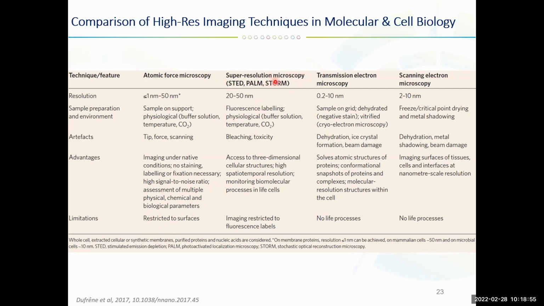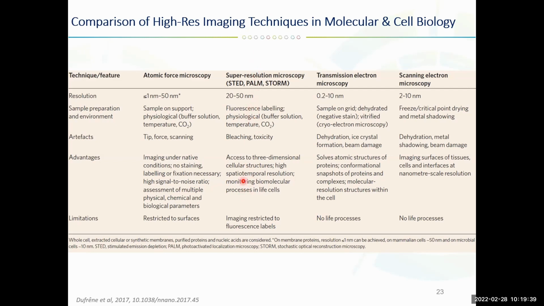Another technique is super resolution microscopy, which will not be covered in this course. It has a bit worse resolution and requires fluorescent labeling for imaging. One of the drawbacks of any fluorescent labeling is the bleaching of the dyes, because you cannot excite them for too long, otherwise they lose their properties. A good thing is that you can see three-dimensional cellular structures, and it's a bit easier to monitor biological processes in live cells when you use super resolution microscopy.